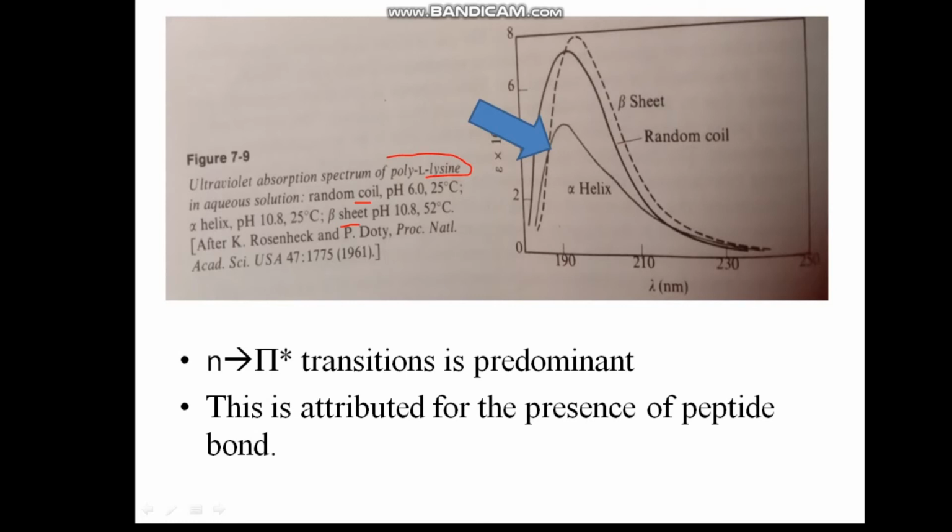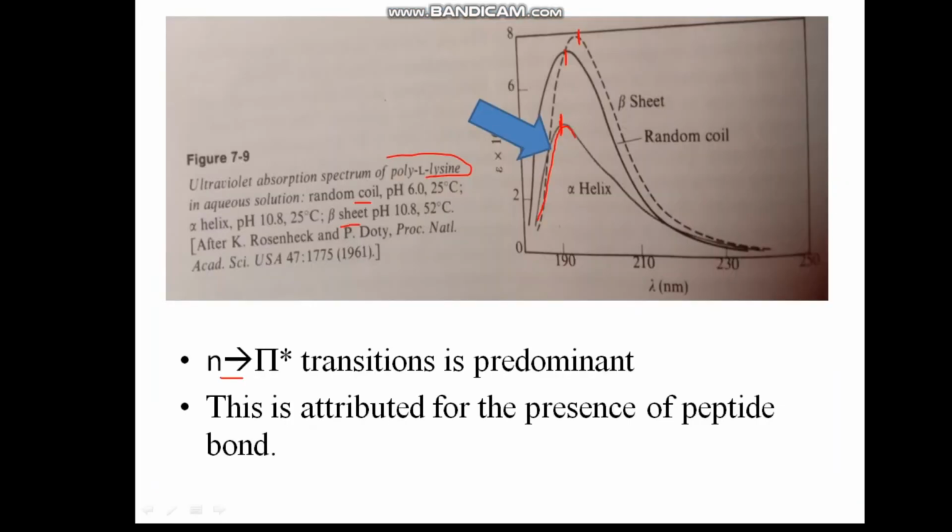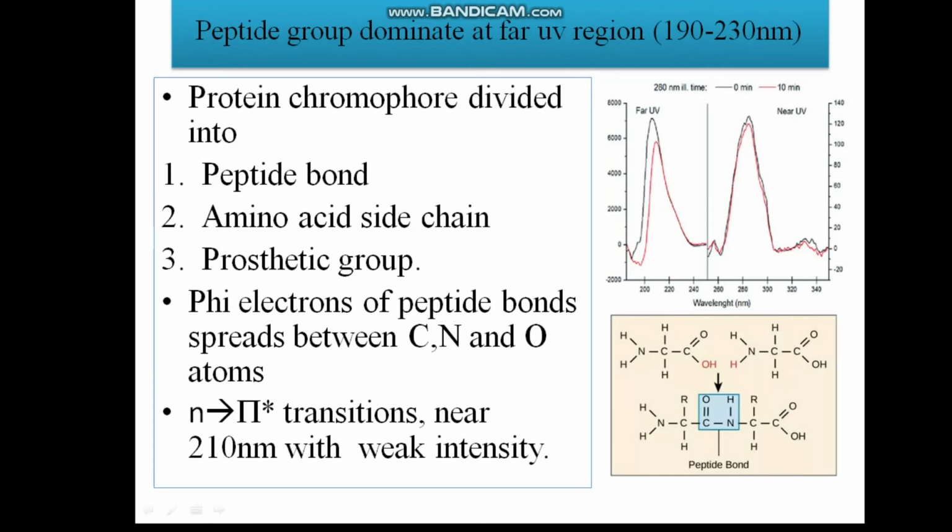No matter whichever structure it stays in, it shows the absorption in this range. So this is attributed to the n to pi star transition, and that clearly assigns the presence of the peptide bond. That's what justifies it. A peptide group usually dominates in the far UV region, and that has been proved here. So while inspecting a protein in a UV spectrum, if you find any absorption near 190, for sure we can confirm the presence of the peptide group, that too in the far UV region.